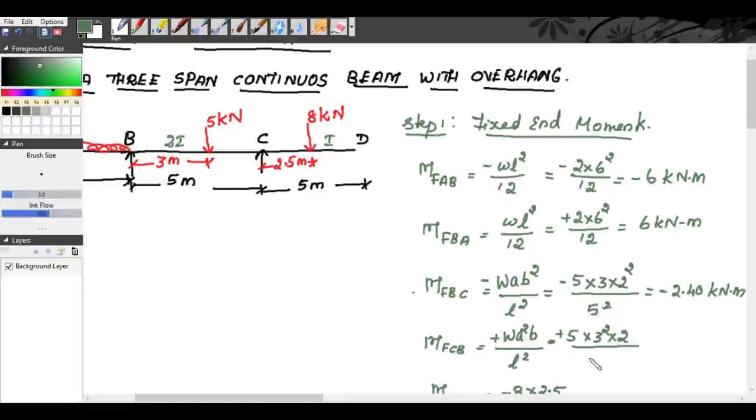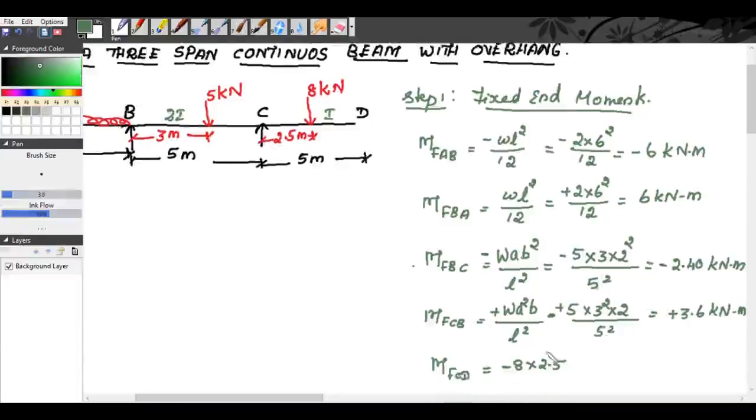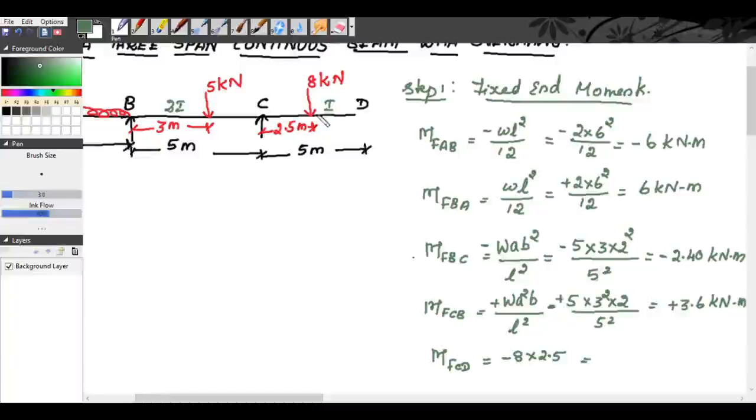So 5 square, here also it is 5 square. We get plus 3.6 kilonewton meter. Now MFCD will be equal to, since it is an overhang, 8 into 2.5. So it is minus 20 kilonewton meter. Now we will move on to our second step.